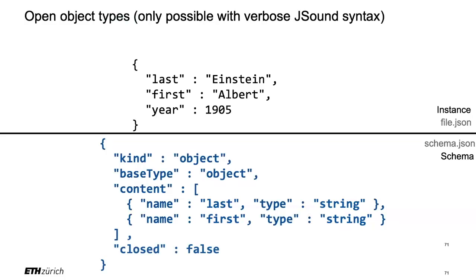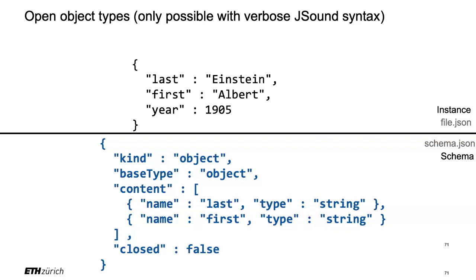In particular, you can add closed false. And when you do that, closed false, you basically allow for extra keys that you didn't anticipate in the schema. In that case, I have year 1905. That's the great year for Albert Einstein. It's fine, right? Year is not in my schema. I don't have any name year in the content.